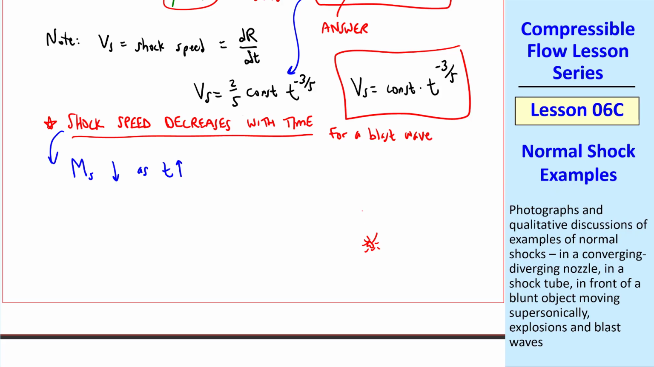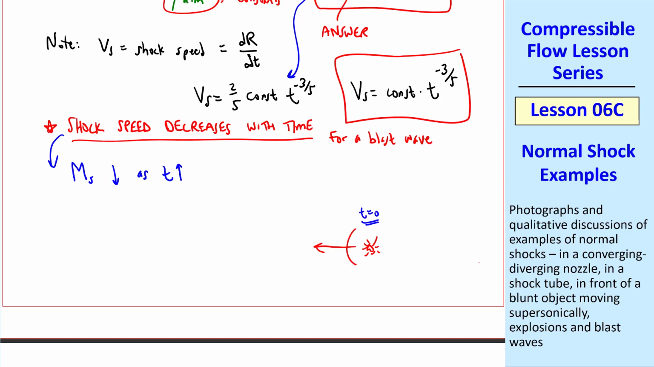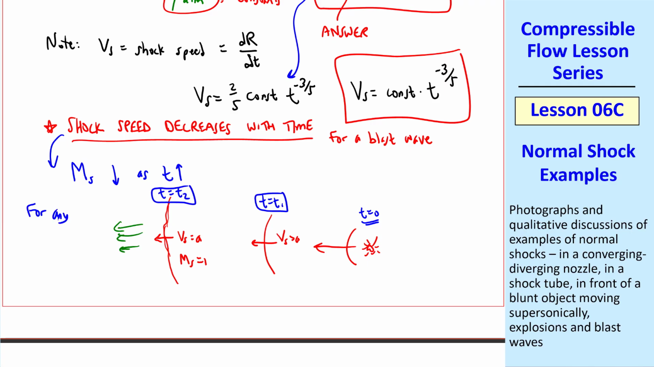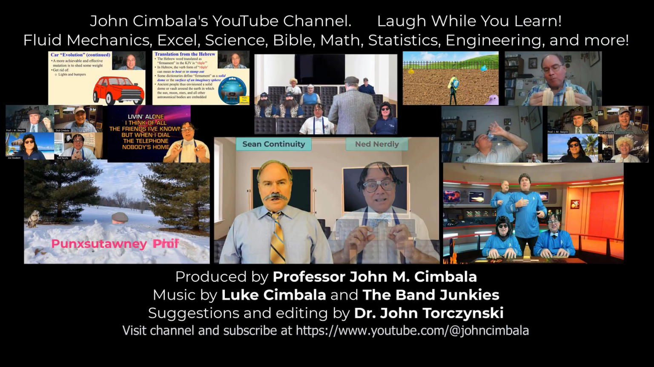If we have our initial blast at t equals 0, the shock moves out very rapidly. At some later time, it moves more slowly, and as it keeps slowing down, the Mach number decreases until eventually, instead of Vs being greater than a, Vs becomes equal to the speed of sound, and Ms equals 1. Then for any t greater than t2, this shock weakens to just a sound wave, which you can imagine as the weakest possible shock.